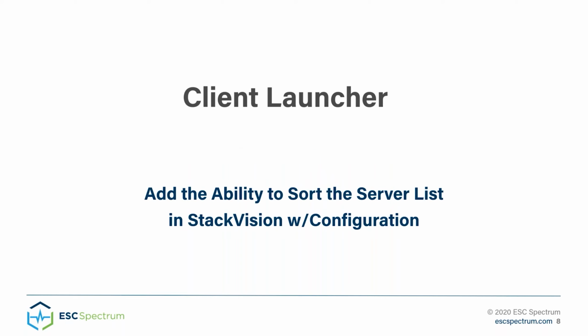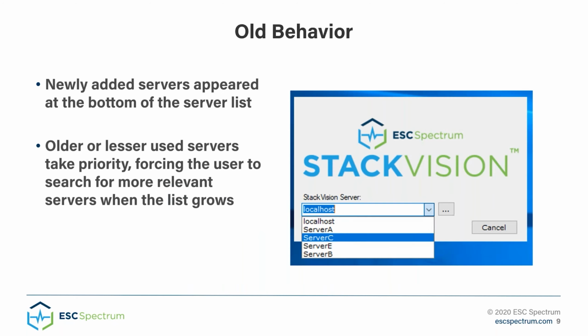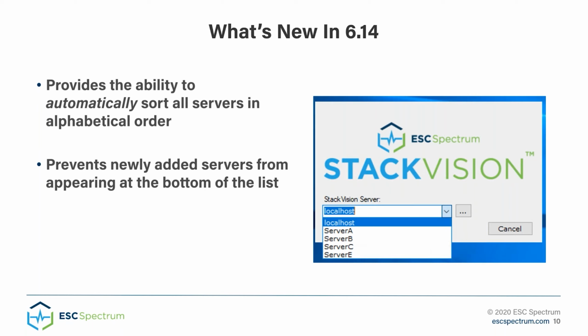Client Launcher: add the ability to sort the server list in StackVision with configuration. The old behavior was that new servers appeared at the bottom of the list, which meant that as the list grew, you had to scroll through the old servers before seeing the new servers. Now, the list of servers in the StackVision server drop-down list displays in alphabetical order.